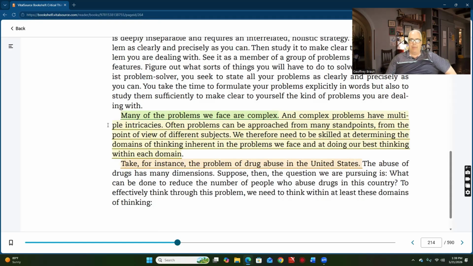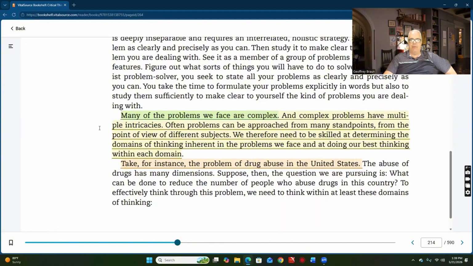And complex problems have multiple intricacies. If you don't know what these words are, please look them up, right? Often problems can be approached from many standpoints, from the point of view of different subjects. We therefore need to be skilled at determining the domains of thinking. Domain is like a home or an area or a locale of thinking inherent in the problems we face, and at doing our best thinking within each domain.